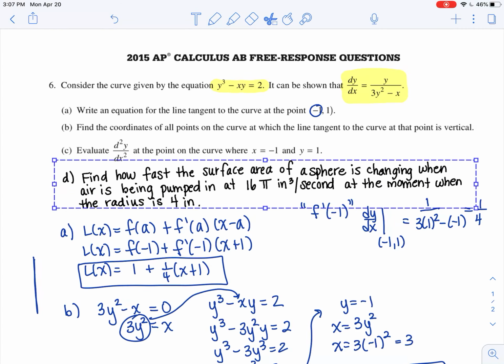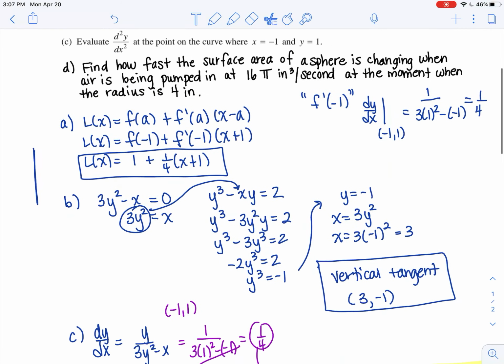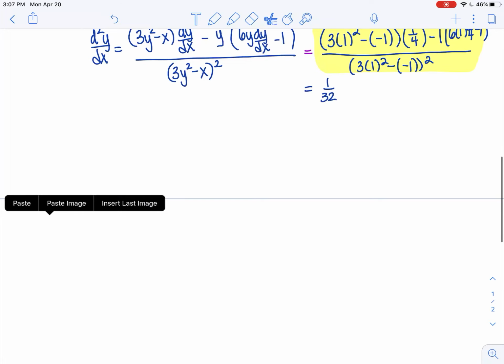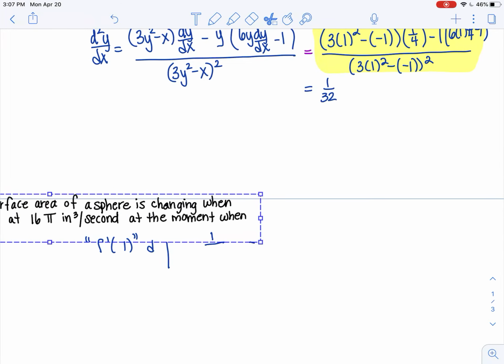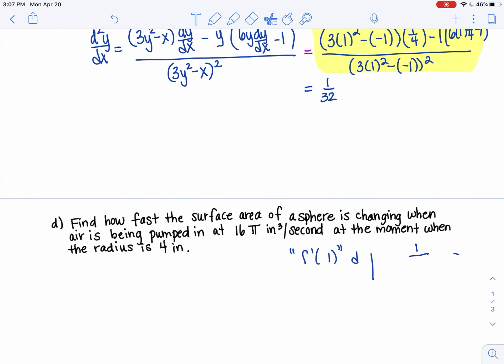Okay, last question, and I know this changes gears because this is going to be a related rates question, but I just wanted to show you again an example of doing related rates just in case.